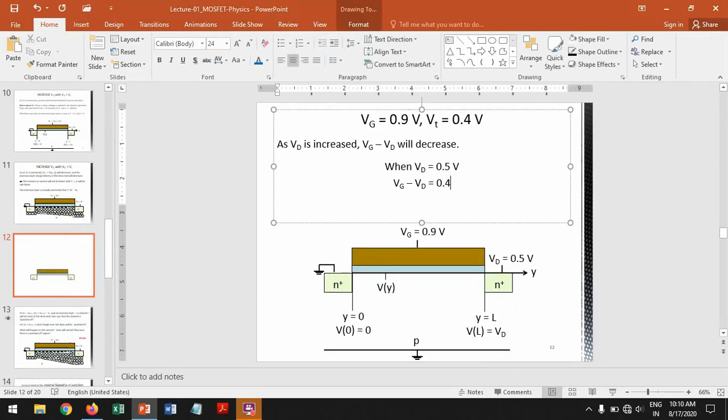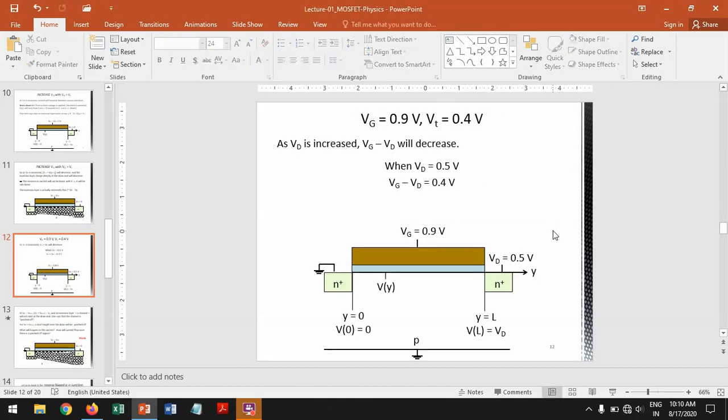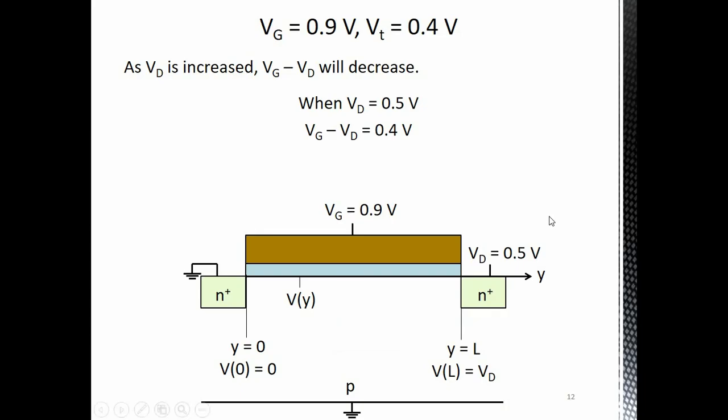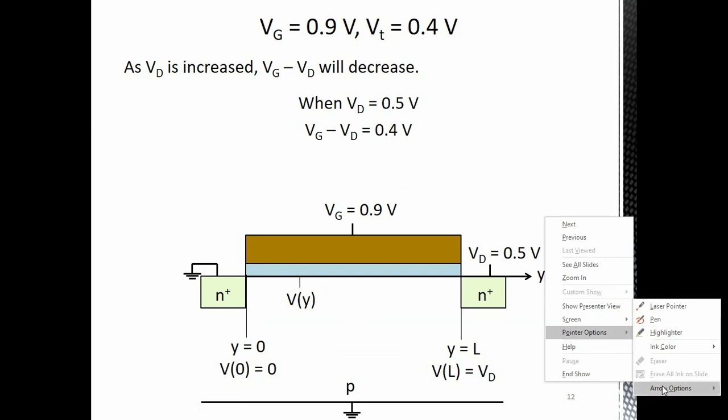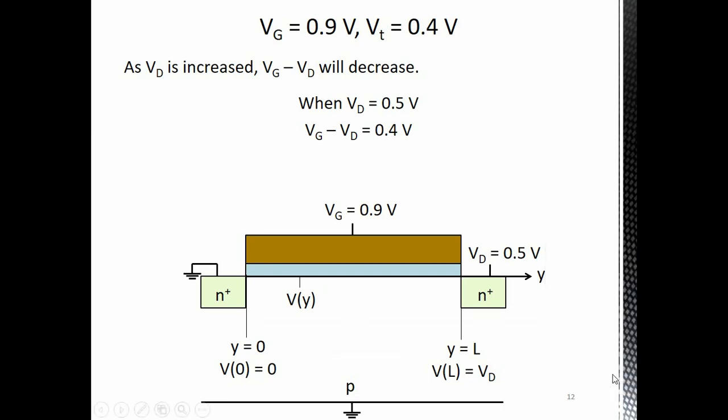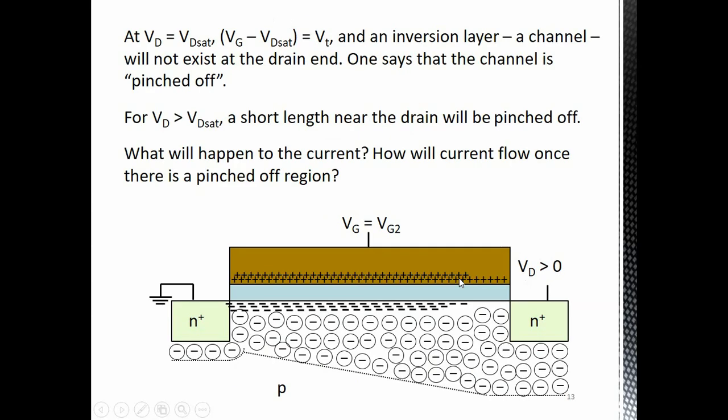0.4 volts. So this becomes equal to 0.4 volts, which is equal to the threshold voltage. And for our approximate model, we'll say that just at the threshold voltage, the channel does not exist. In our simple model, for Vg less than Vt there is no channel, and for Vg greater than Vt there is a channel. So at these voltages, we say in our approximate analysis that a channel stops existing at the drain end of the MOSFET, and that is called pinch off.